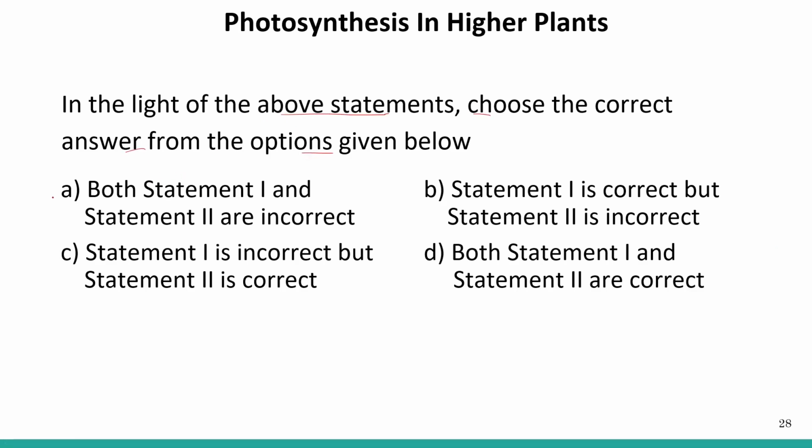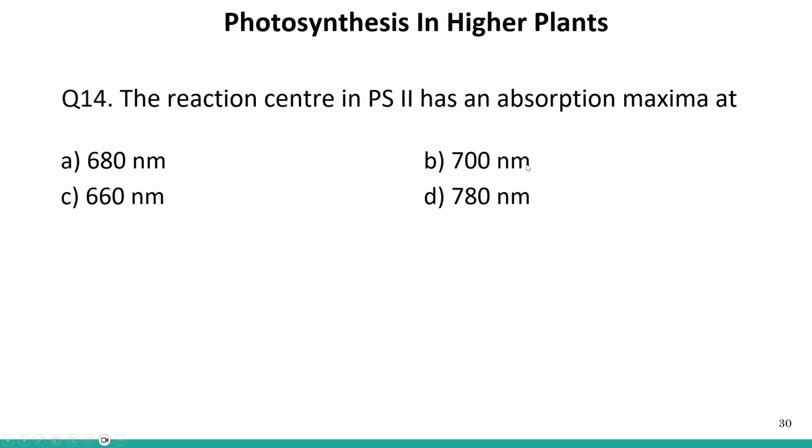First option is both statement 1 and 2 are incorrect. This is not correct. Option B, statement 1 is correct, but statement 2 is incorrect. This is also not the answer. Option C, statement 1 is incorrect. Again, this is not the answer. And then option D is both statement 1 and statement 2 are correct. So this should be the answer here, option D.